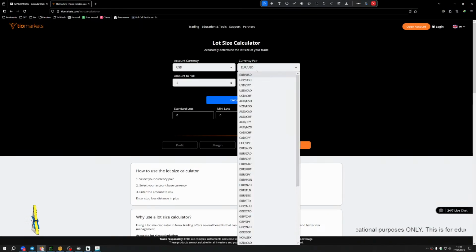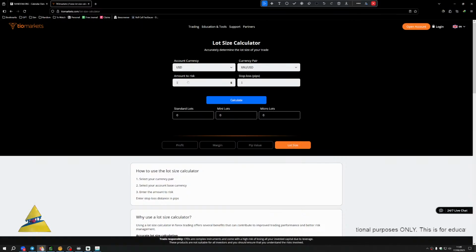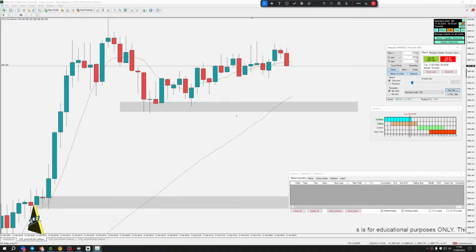Then you go here, US dollar, XAU USD, amount to risk, like $500, and then you can put your stop loss. If you've got a 20 pip stop loss, you put it like this, and it's going to tell you to use a 0.25 standard lot size if you're risking 20 pips on gold. Right? Yeah, it's pretty nice. It's pretty accurate, because a lot of these lot size calculators are kind of hit and miss a lot of the time, but that one is pretty accurate.